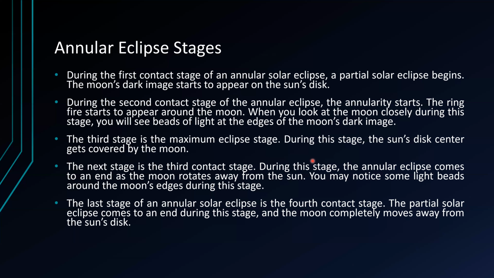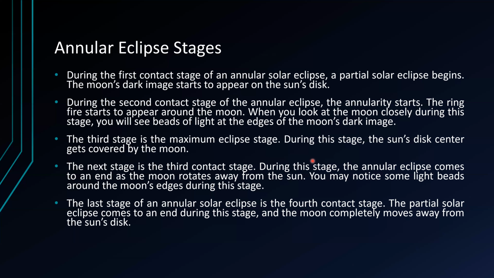After that is the third contact. This is when the annular eclipse starts moving off the face of the sun. And you will notice, with the third contact as well as the second contact, these are the 2 points where you are most likely to see the diamond ring or the Baily's bead effect.